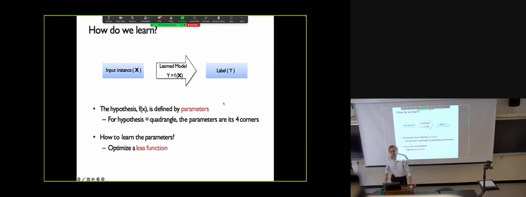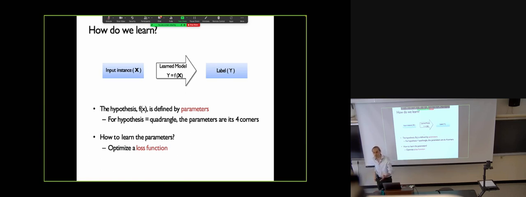Okay, shall we resume? So we've been talking so far about input x and labels y. We run a machine learning model that can take us from x all the way to y. Here, what we mean by the learned model is this function f that takes us from the inputs to the outputs. This is also called the hypothesis. We also call it hypothesis f, and this is defined by parameters.